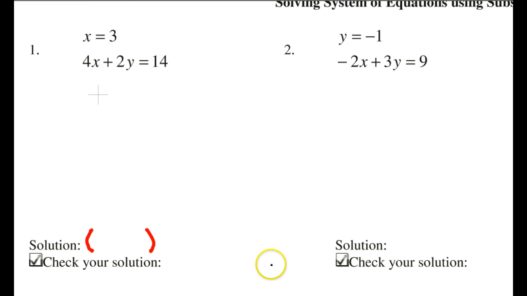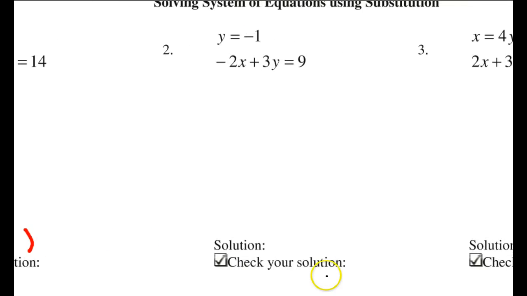So here we go. Look at number 2. So y equals -1, right? So that means this y is also equal to -1. So I'm going to put this equation, -2x plus 3 times -1. That's going to equal 9.